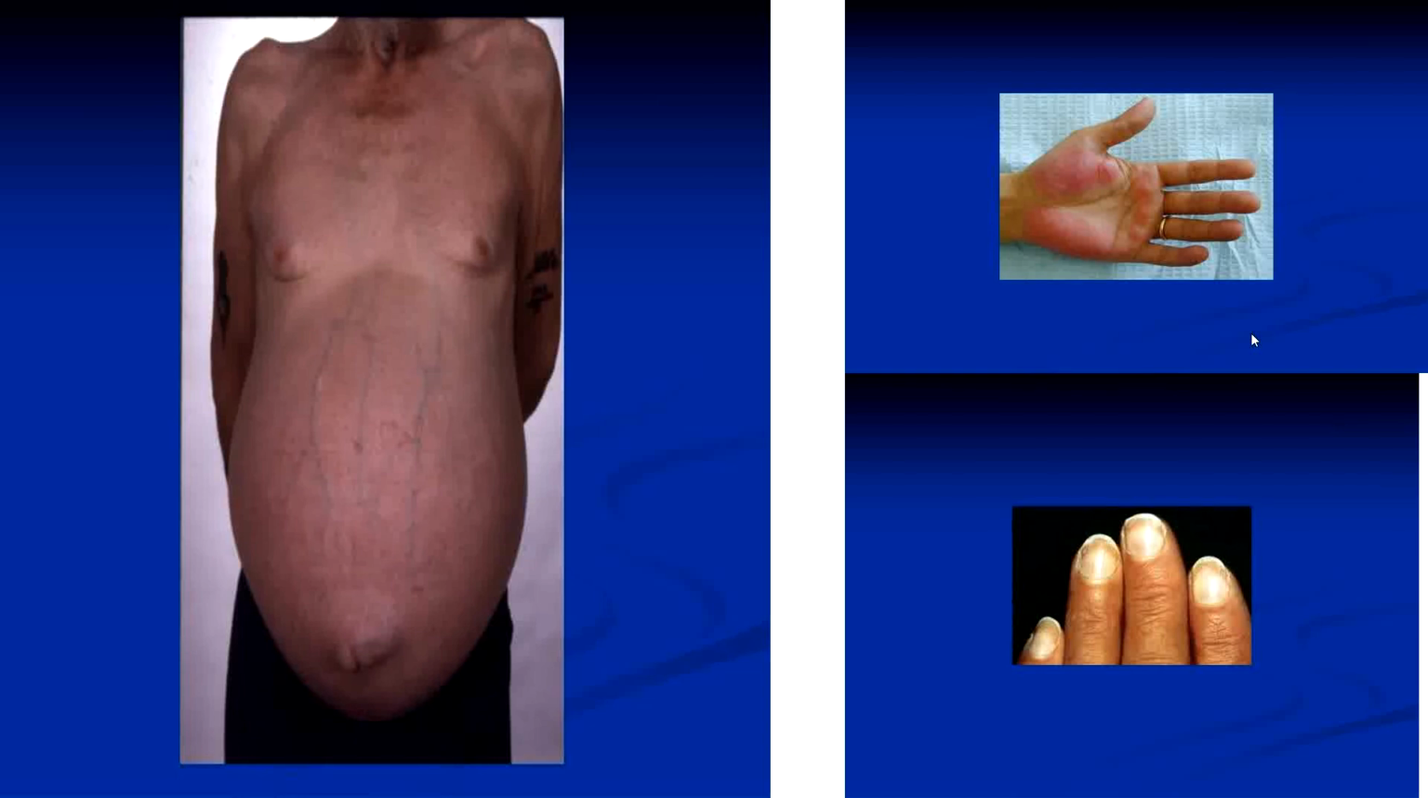Again, some photographs showing you the stigmata of chronic liver disease. On the right side, you find a patient having gynecomastia, dilated veins in the anterior abdominal wall, and of course, ascites. On the left side, you find palmar erythema and you find white nails which are clubbed.